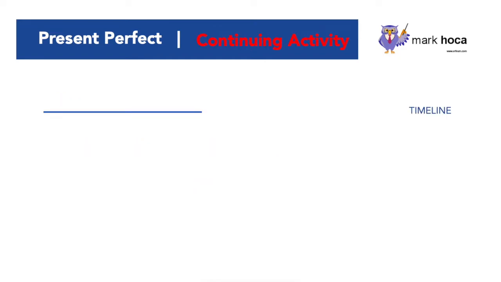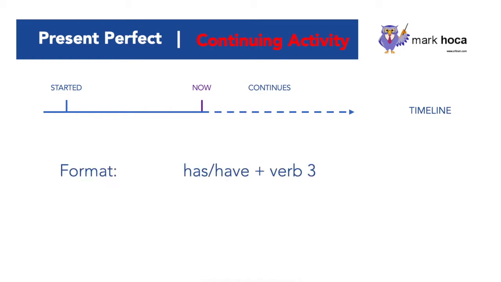So what does a timeline look like for a continuing activity? As I said, it started in the past and we're expecting it to continue into the future. So let's just remind ourselves of the format for present perfect. Has, have, plus verb 3. And in this continuing activity, the key words are for and since. So if you see a sentence with for and since, most of the time it's going to be present perfect.